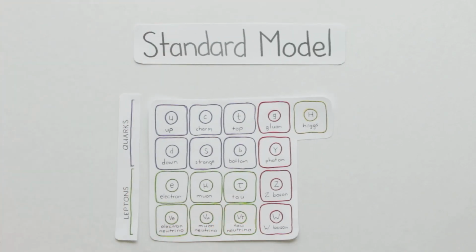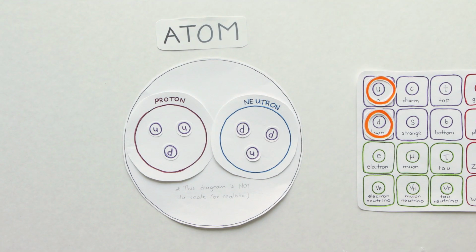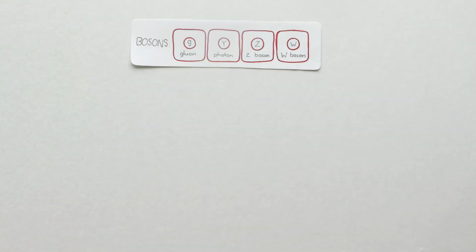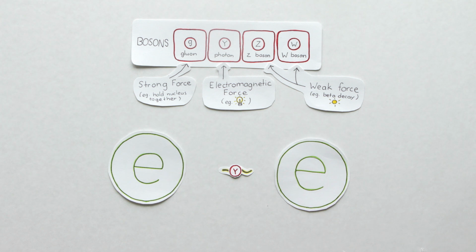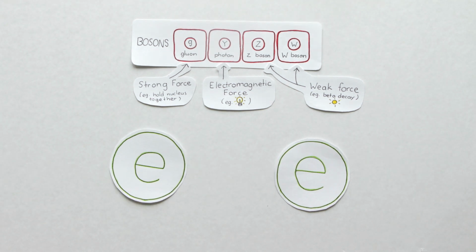The Standard Model is the best explanation we have for the most fundamental particles of matter and forces in the universe. The up quark, down quark, and electron make up the atom. These bosons here are what we call force carriers, meaning they are particles that help mediate the fundamental forces besides gravity, which governs how everything interacts in the universe.